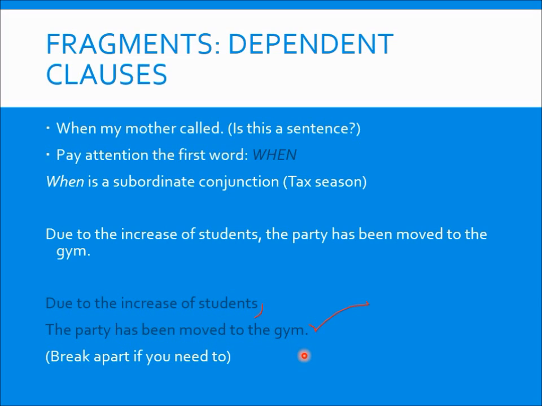Only one of these is an actual complete sentence, and that's the second one: the party has been moved to the gym. So that means due to the increase of students, it's not a complete sentence. Here we're going to add a comma instead. Let's put a comma here because this is the only one that gets the check mark as being the actual complete sentence. All right, let's keep going.